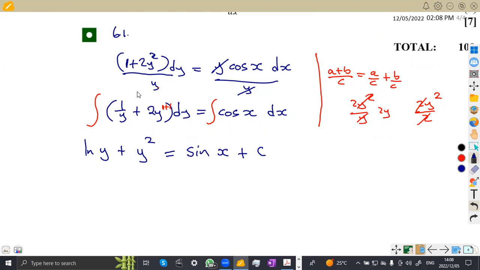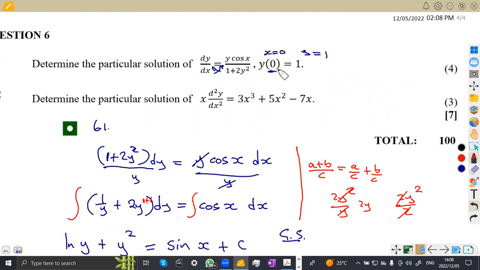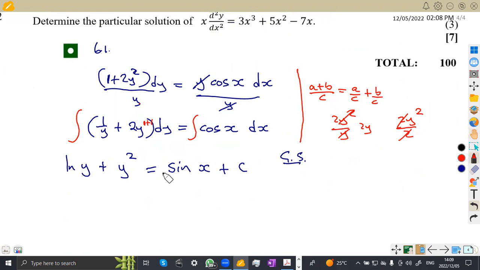So for the particular solution, this part that we have is the general solution. To find the particular solution, that is where we get back to the information that we are given, that when x is equal to 0, y is equal to 1. So we're going to substitute a 0 in place of x, and in place of y, we are going to substitute a 1 and see what we are going to have.